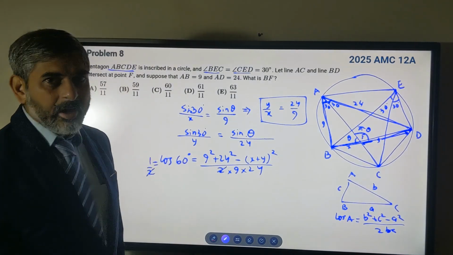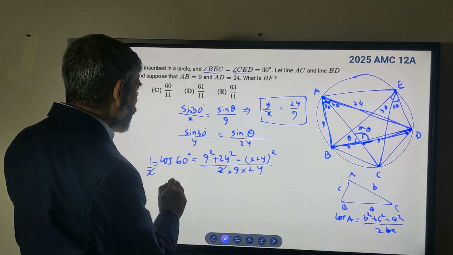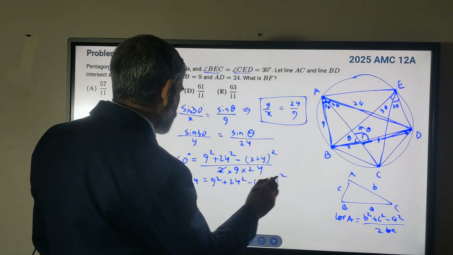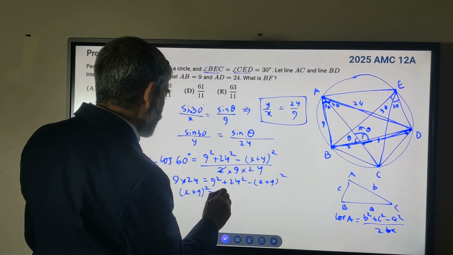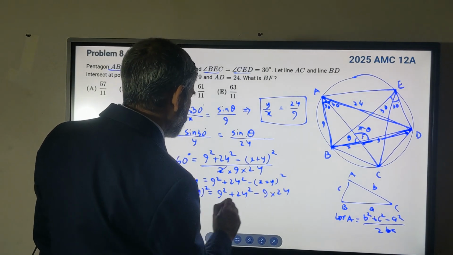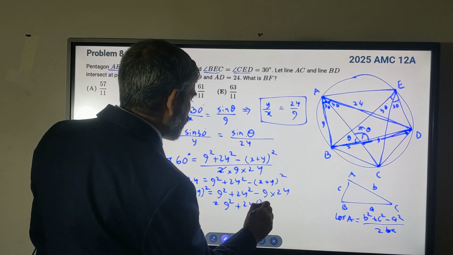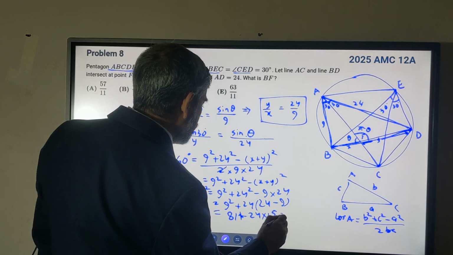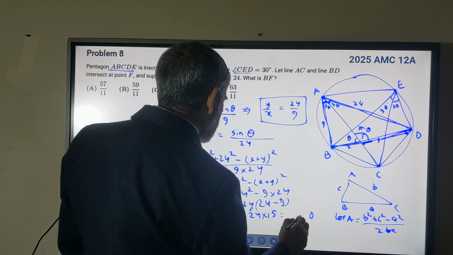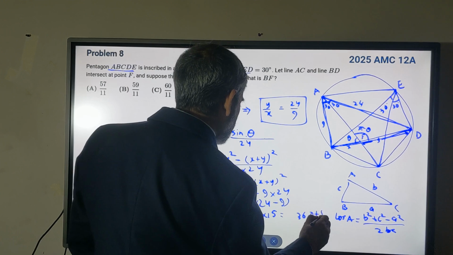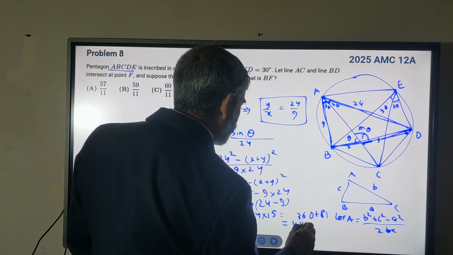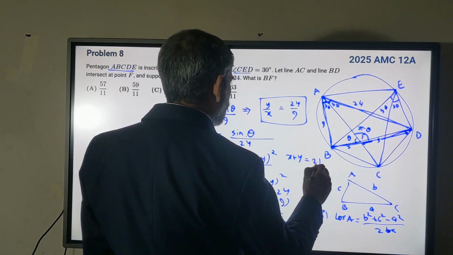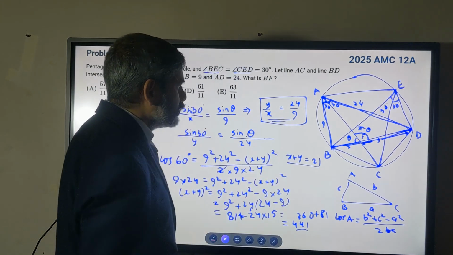We cancel out 2, and from here we get 9 into 24 is equal to 9 squared plus 24 squared minus (x plus y) whole squared, and I can say (x plus y) whole squared is 9 squared plus 24 squared minus 9 into 24. To simplify 9 squared, I will take 24 common from here. 24 minus 9 is 15. This is 81, and this is plus 24 into 15, and this becomes 360. 360 plus 81 is going to be 441, and therefore x plus y is going to be the square root of this one, which is 21, and from these two equations we should be able to solve this.